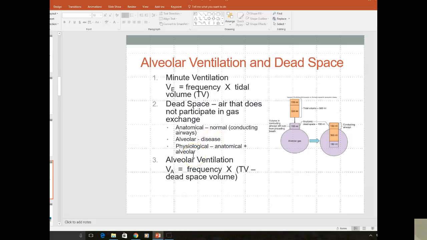Okay, so then if we wanted to know what the alveolar ventilation was, that is the gas that is actually getting to and participating in gas exchange. This would be equal to the frequency of breathing, breaths per minute, times the tidal volume minus the dead space. So we subtract that dead space out. Okay. So let's take a look at the next slide.